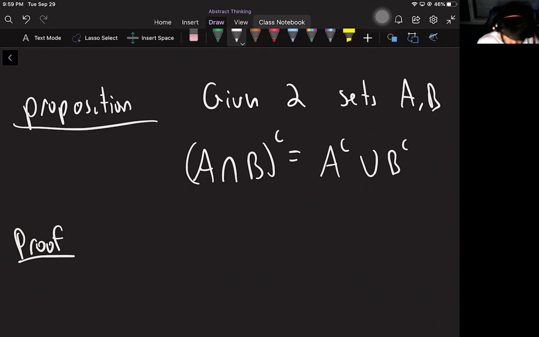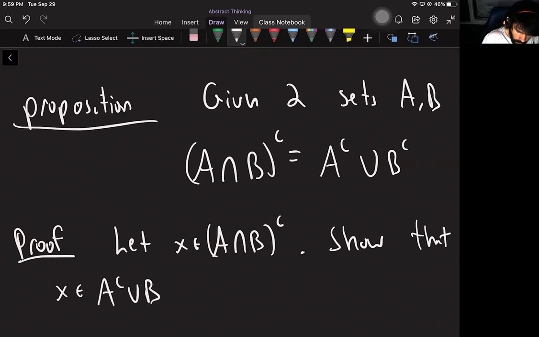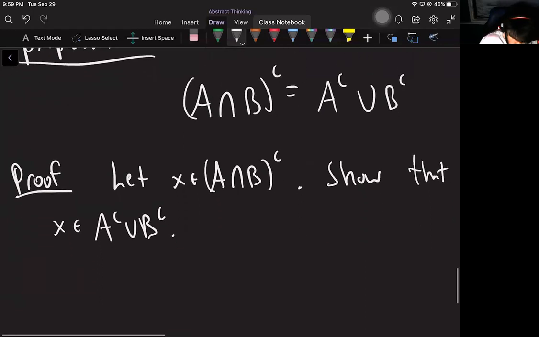Okay, same idea. I'm going to let X be in one of the two sets that I'm looking at. So this one's the one on the left. Then I'm going to show, as a result of that, that X is in the other set. And I'm going to do the opposite as well. But let's just do one at a time to not be overwhelmed. Okay, so we're just going to expand.